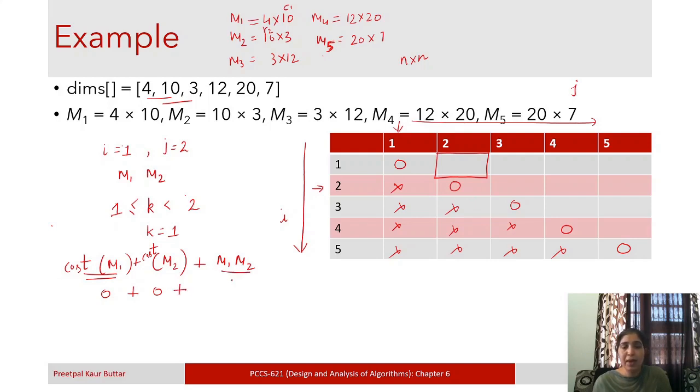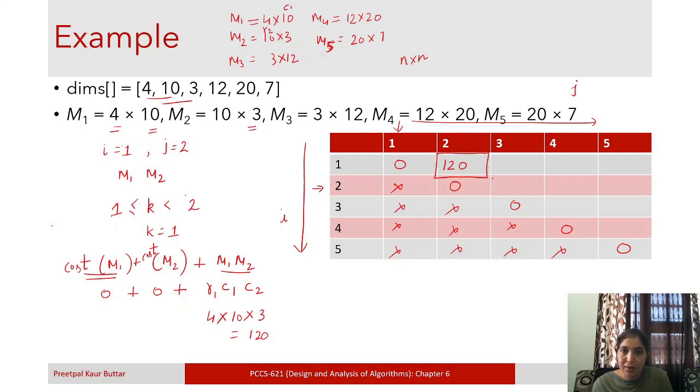Plus, what will be the cost of M1 into M2? It is R1, then C1 and then Cn. R1, C1 because k is 1 here, and Cn, n is 2 here, the last matrix is M2. The number of rows here is 4. R1 is 4 multiplied by C1, which is 10, and C2 is 3. So in total it is 120. The 120 is the cost. Okay, so we have done this.